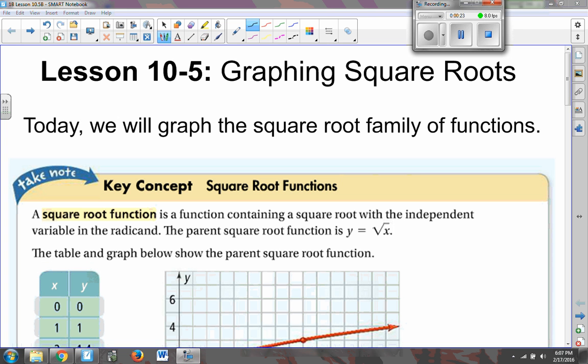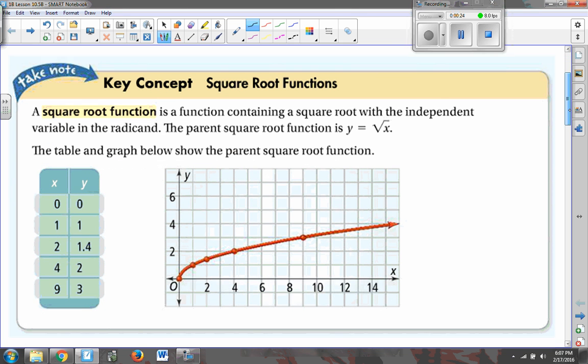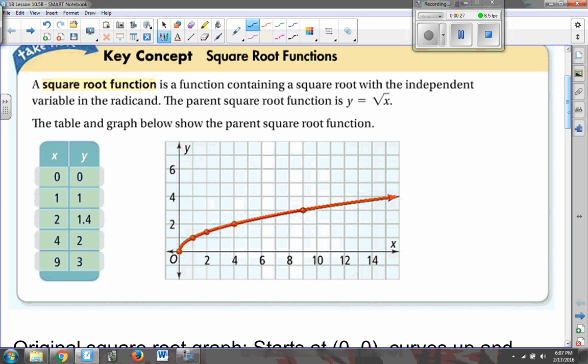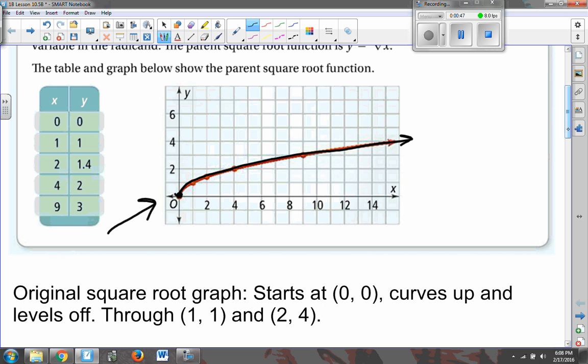So, as a reminder for us, the original square root function is right here. The original function always starts at 0, 0. Okay? And then it goes up, starting out kind of steep and then leveling off very quickly as it goes towards the right. Okay, so make a couple notes about the original square root graph.